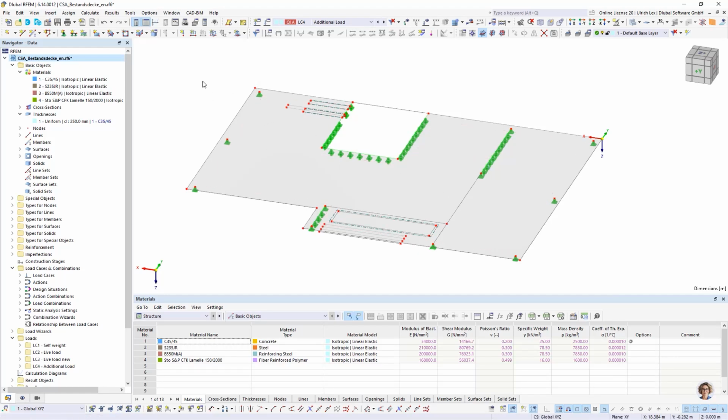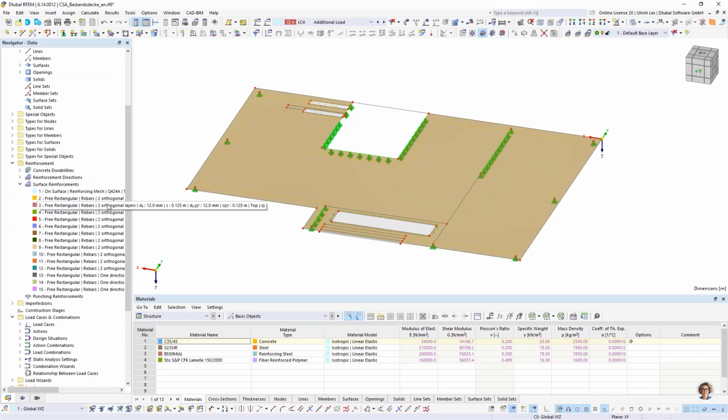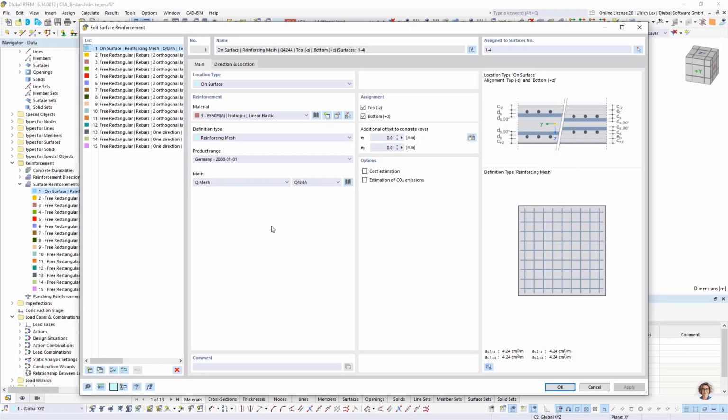Okay, what I did additionally is, in my case, I know the existing reinforcement for the slab. So that's why I wrote this info directly in the program. So I created here the surface reinforcement, maybe as a basic reinforcement.